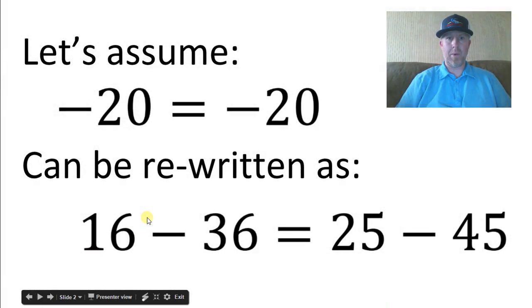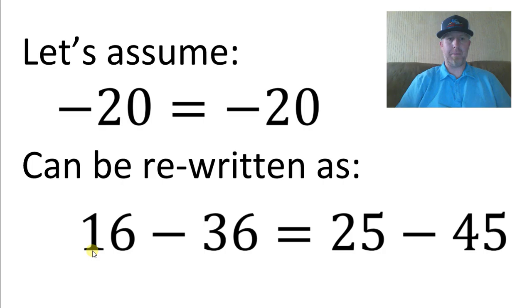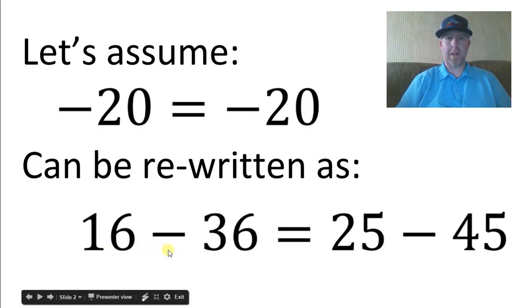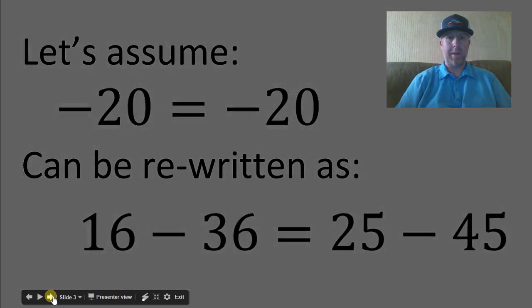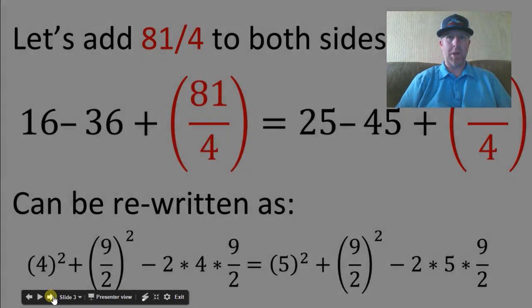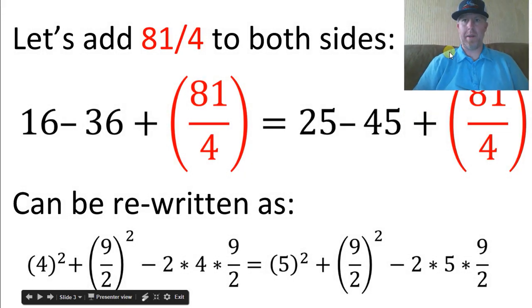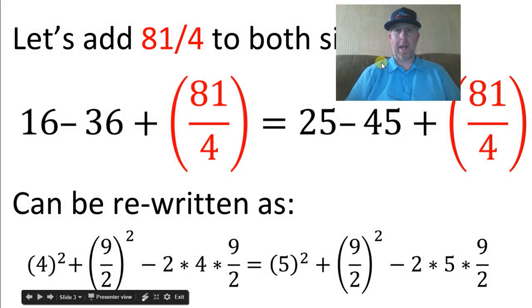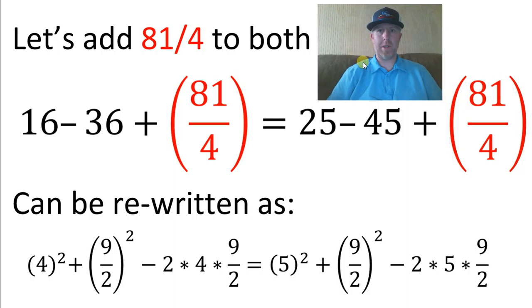So to begin with the proof, with all proofs, you have to make some assumptions. And so let's assume that negative 20 equals negative 20. We can rewrite negative 20 equals negative 20 by rewriting it as 16 minus 36 equals 25 minus 45. Stay with me here. So at this point, we can add 81/4 to both sides of the equation.